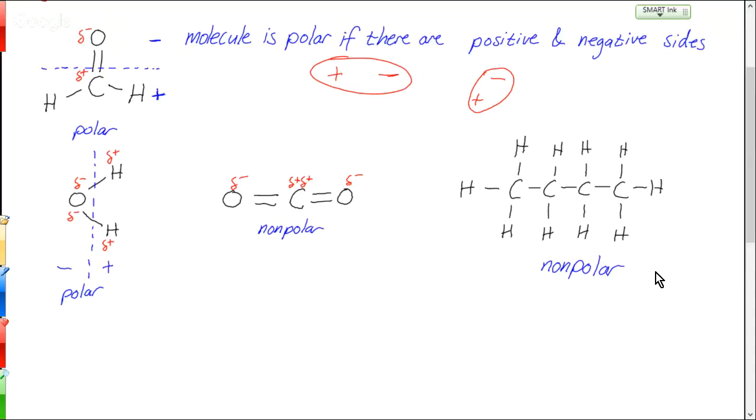All right. So does that sort of make sense in terms of how you can predict whether a molecule is going to be polar or nonpolar based on its bonds? Okay. All right. So the reason for doing that is not just so we can classify molecules in one category or the other. The reason it's so important is because whether or not a molecule is polar affects how it interacts with other molecules.